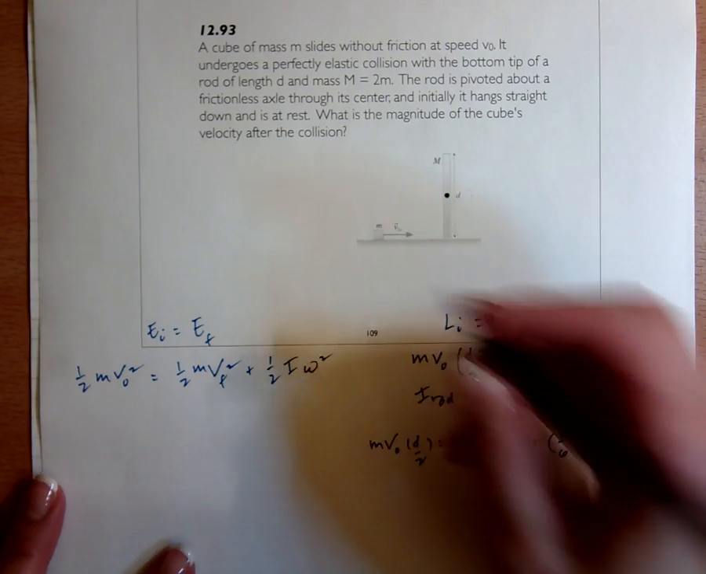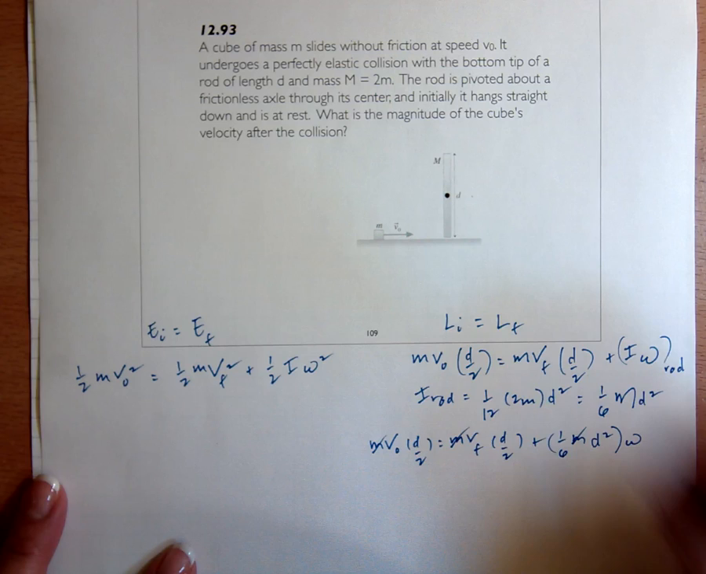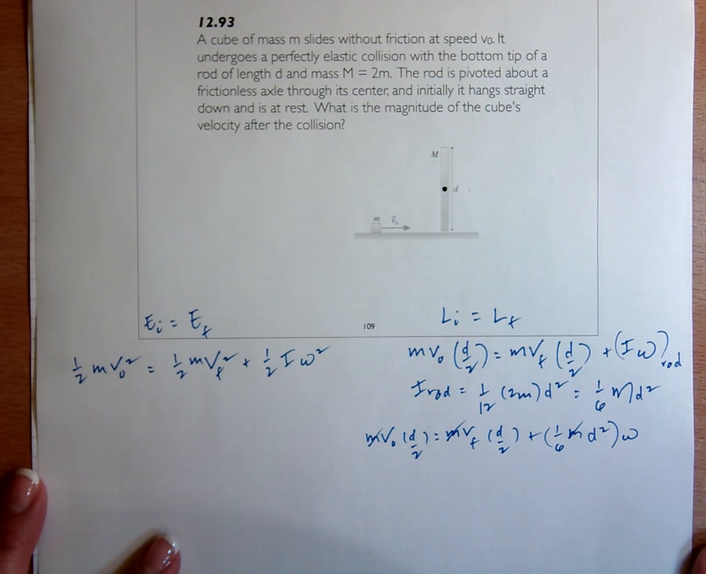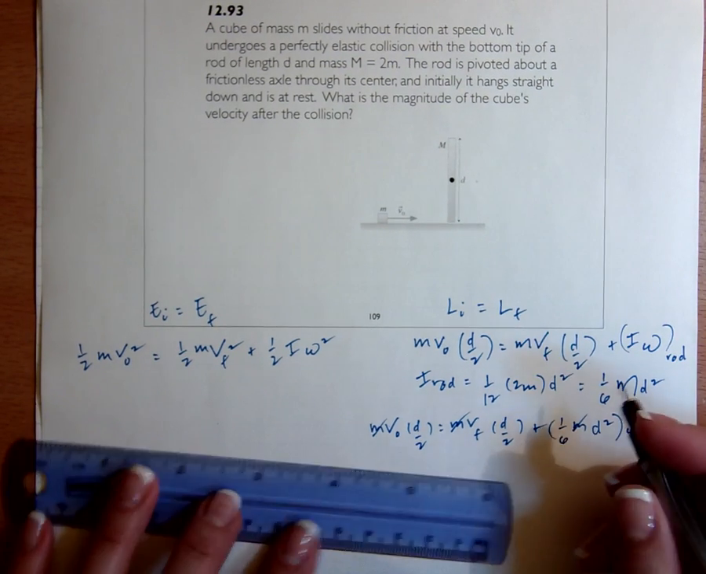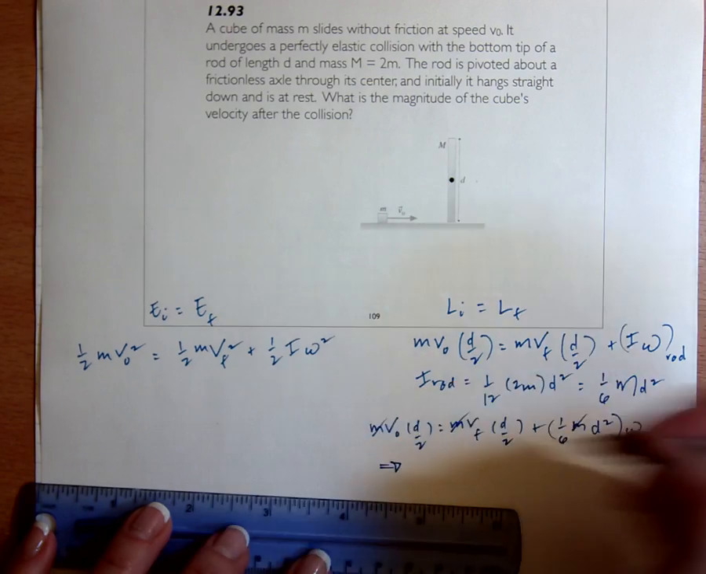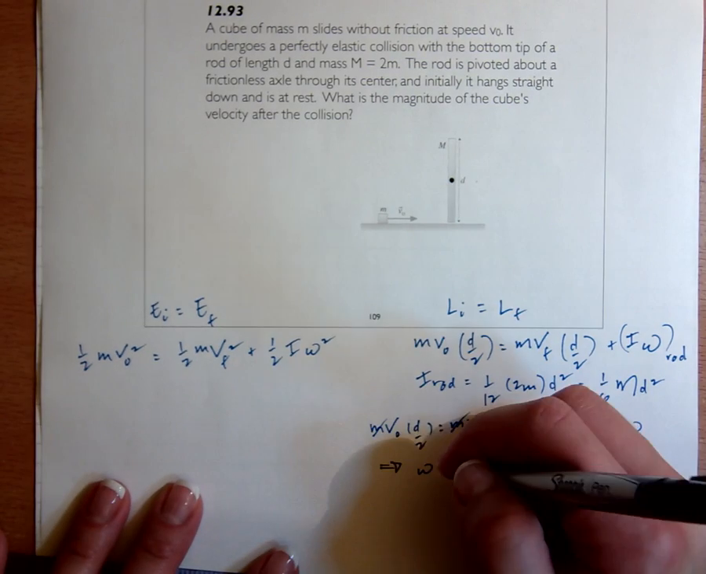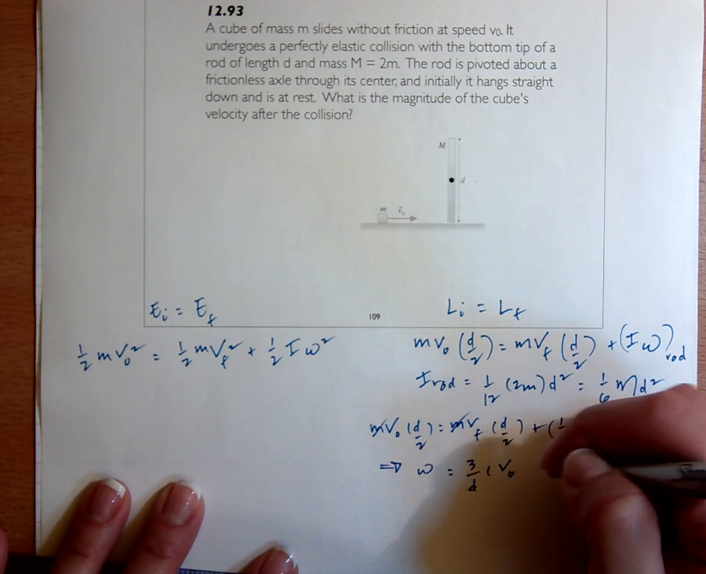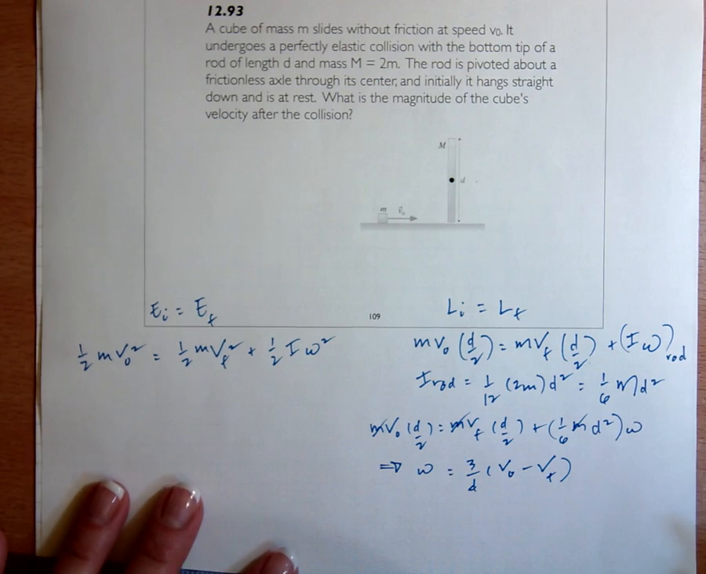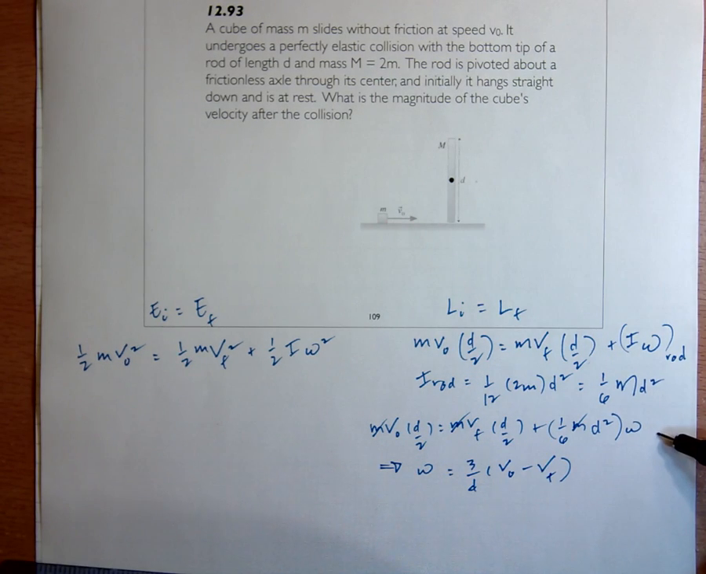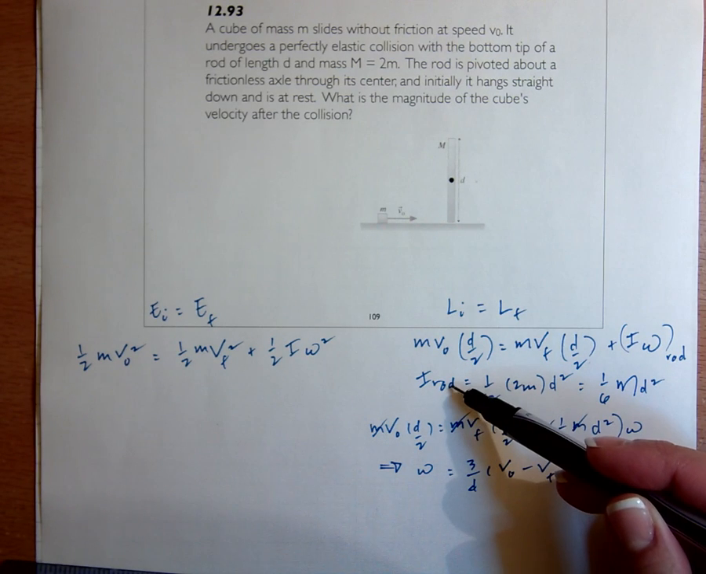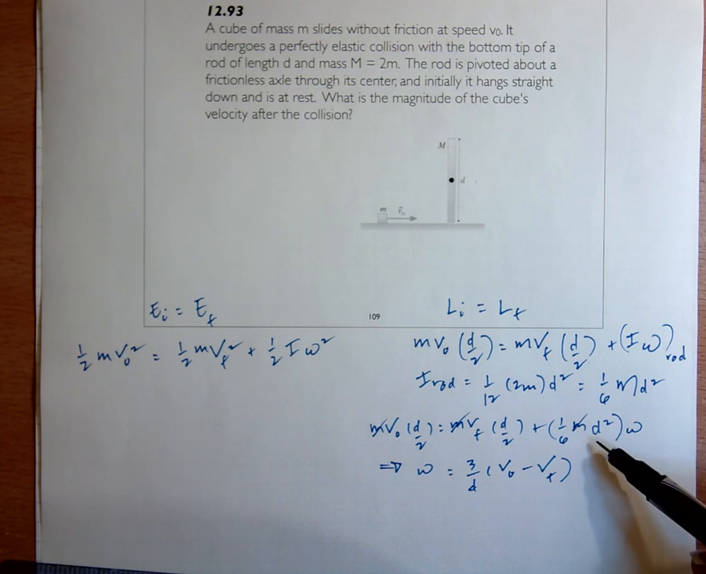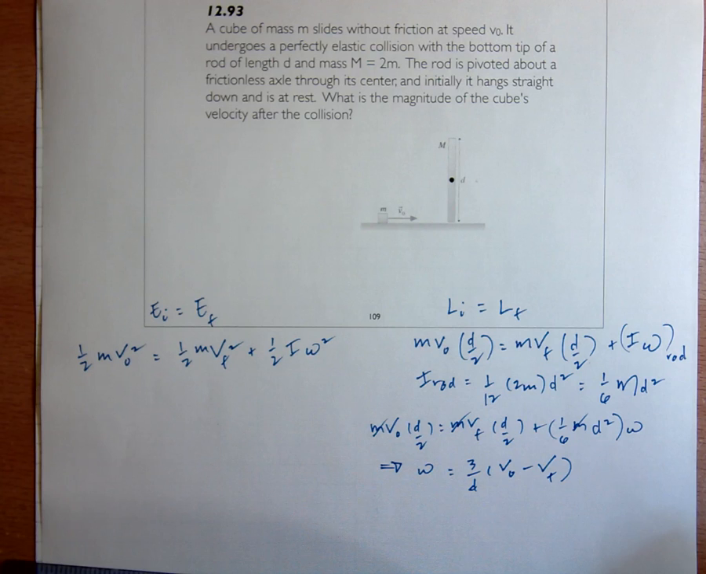We can divide every term by little m, and then you get an expression for omega. So algebraically, if you rearrange this equation, you get that omega is equal to 3 over d times (v initial minus v final). So from this equation, where we plug in for the rotational inertia of the rod, we can find omega, the final angular speed of the rod.